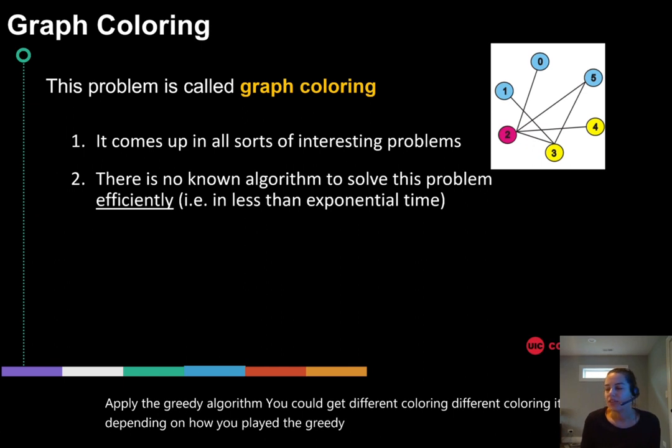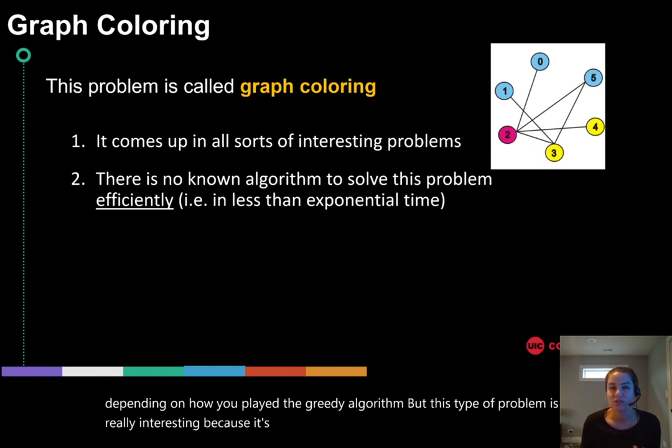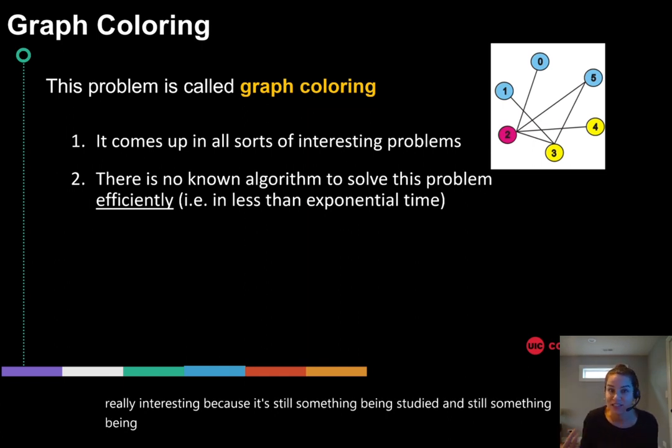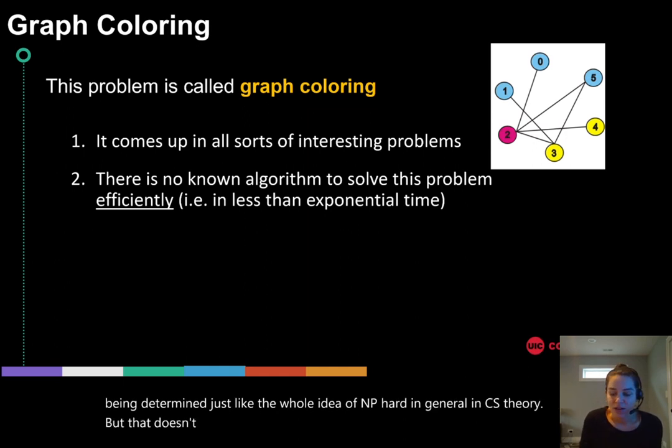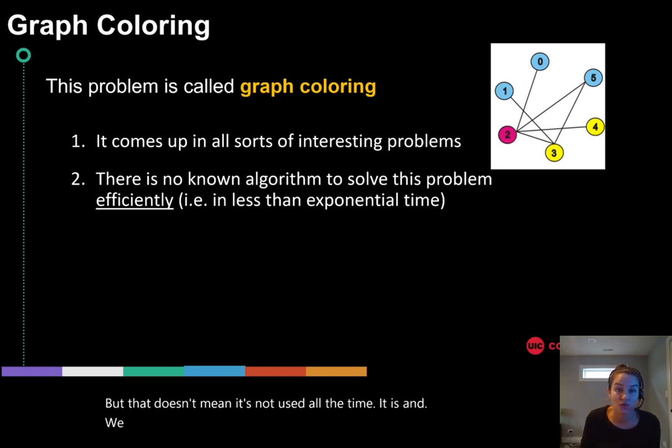But this type of problem is really interesting because it's still something being studied and still something being determined, just like the whole idea of NP-hard in general in CS theory. But that doesn't mean it's not used all the time. It is. And we see graph coloring all over the place.